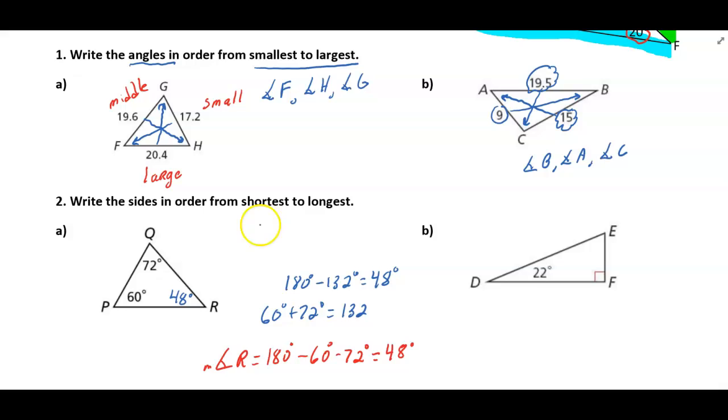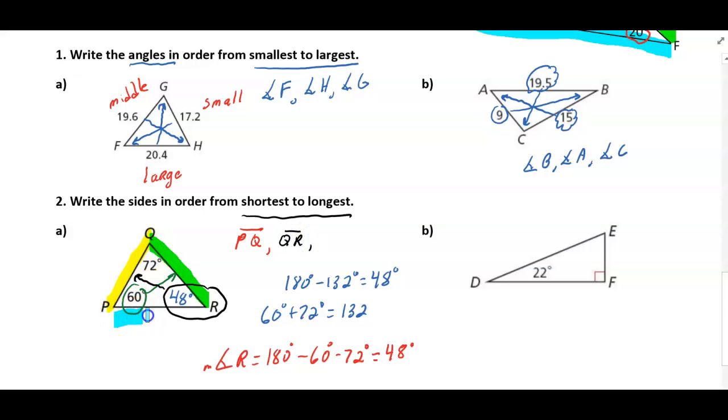So now we want to go from the shortest to the longest side, so I'm going to find the smallest angle, which is angle R, so across. And be careful here, you always want to use two letters, so the smallest side is PQ. The middle angle is R, so going across would be segment QR. And then the largest angle is 72, and across from the 72 is segment PR.